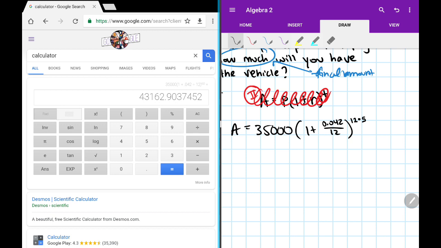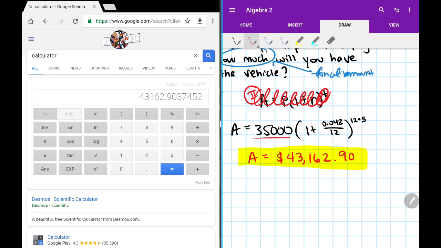Oh my gosh, this is crazy. If you take out a loan at 4.2% interest, compounded monthly, and paid over 5 years, you're actually going to end up paying $43,162.90. Wow. Think about that for a quick second. The loan you took out was only for $35,000, but there's a really steep price to borrowing money.